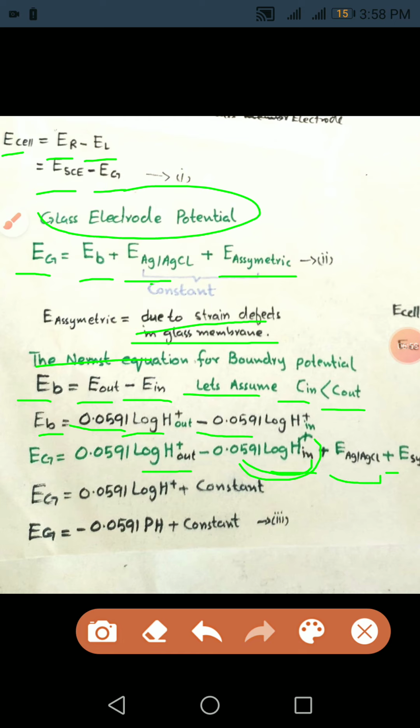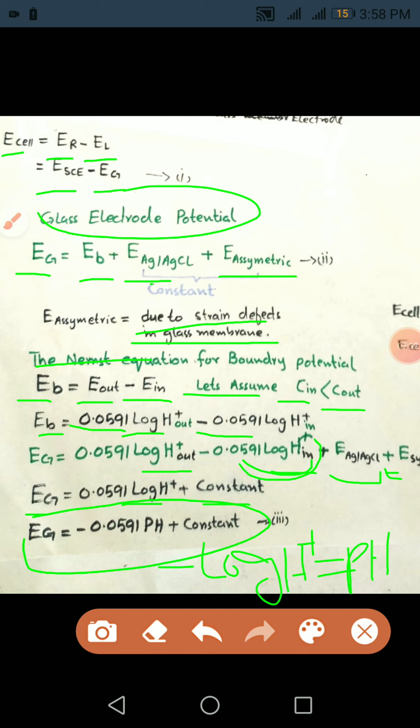AgCl, because the concentration inside the glass electrode is constant. Our E symmetric is already calibrated and it is constant. So E_g is equal to 0.0591 log H+ plus a constant. As you know, minus log H+ is equal to pH. You already know that. So we replace this log H+ by pH, and because there is no minus, we have to put a minus here, plus constant.